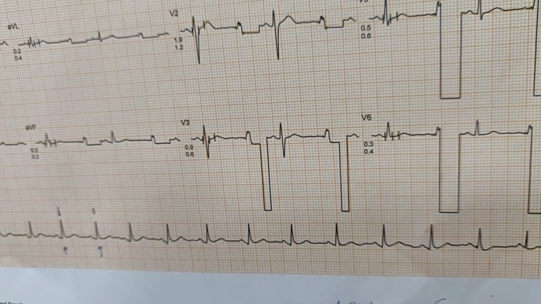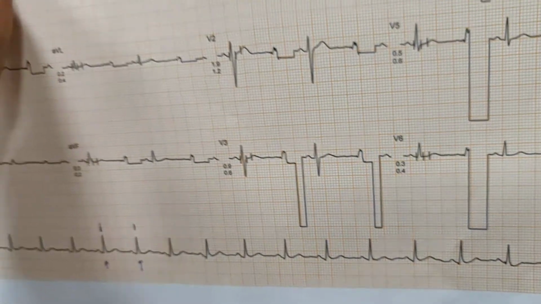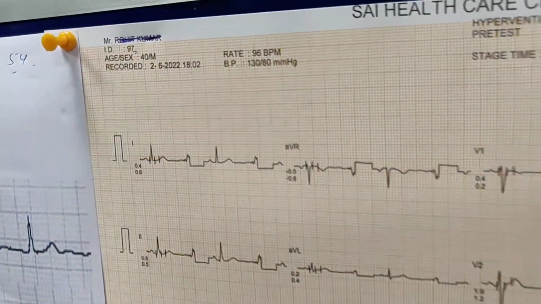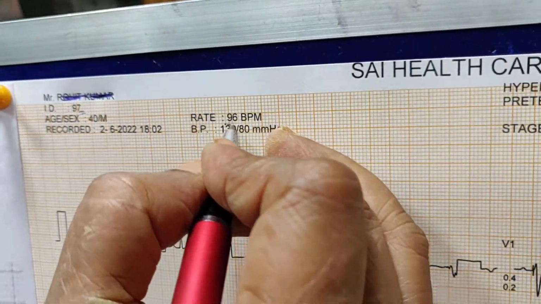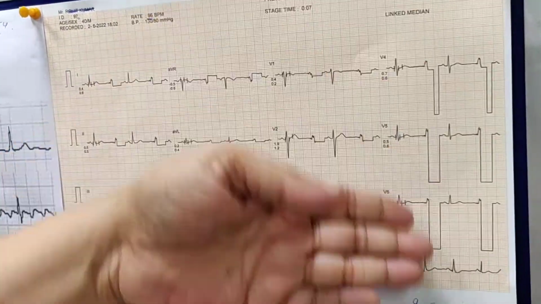It will be 96. So here written is 97. So we are okay, right? No, where is the heart rate? Sorry, 96. We are absolutely right, right? So just calculate here, because they are irregular, you can't.